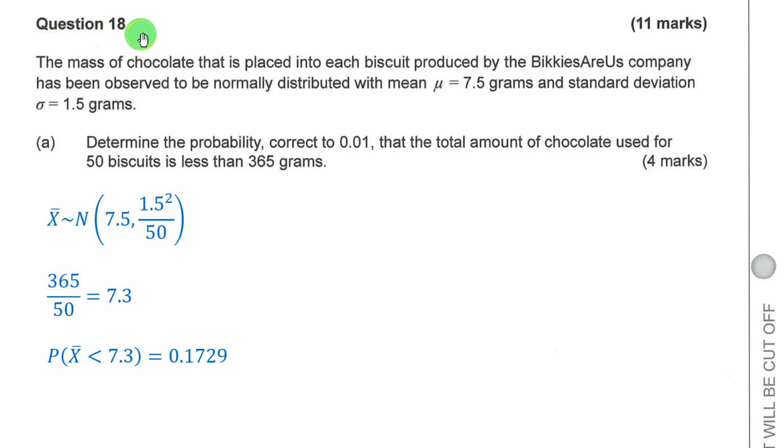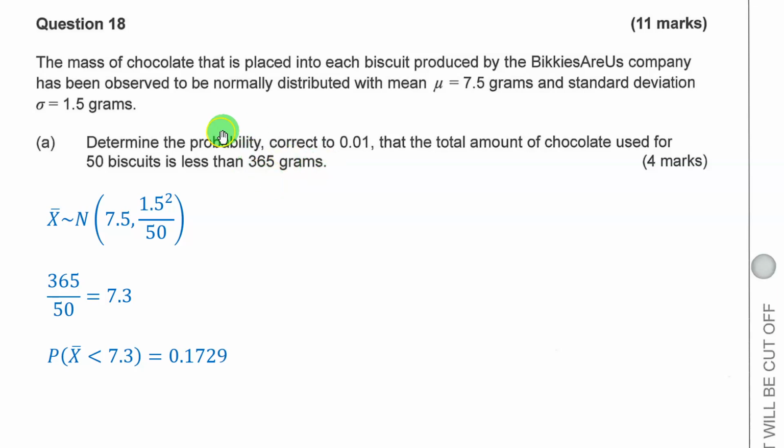Question 18. We've got some more sampling going on here. The mass of chocolates, and so on. We've taken a sample of 50 biscuits and we're asked what's the chance that the total amount of chocolate is less than 365.